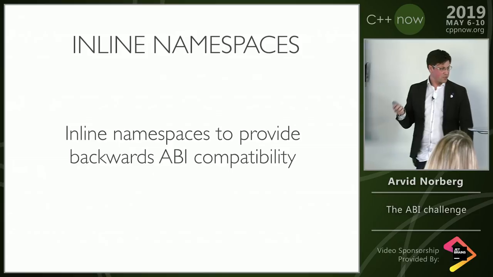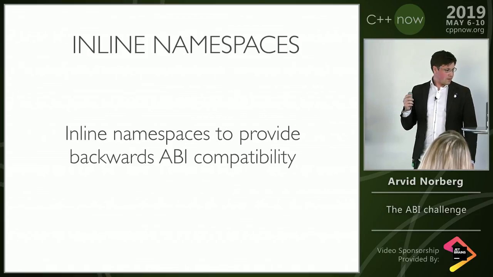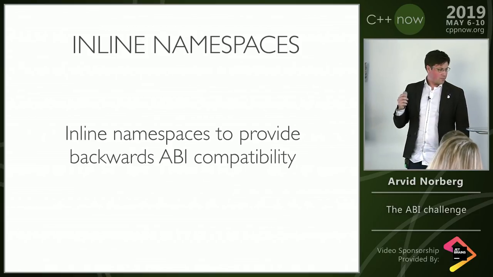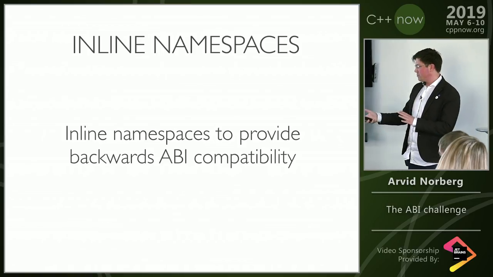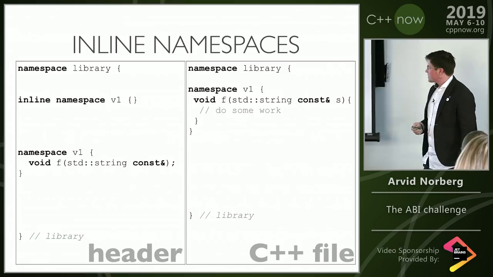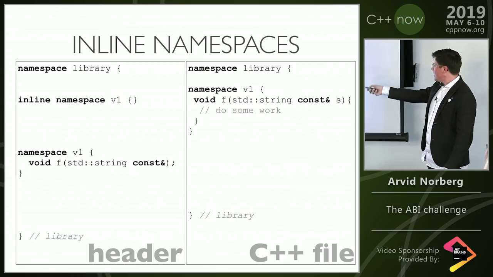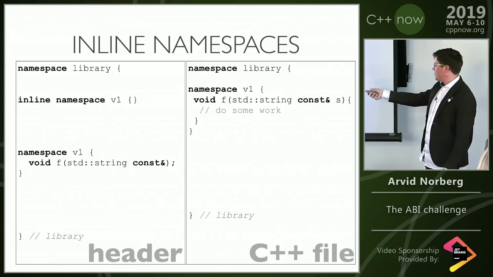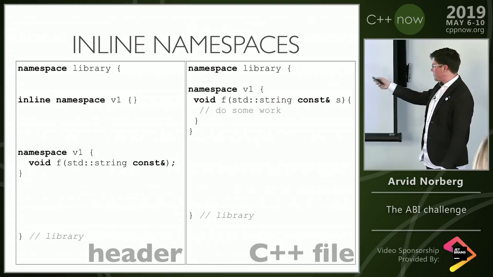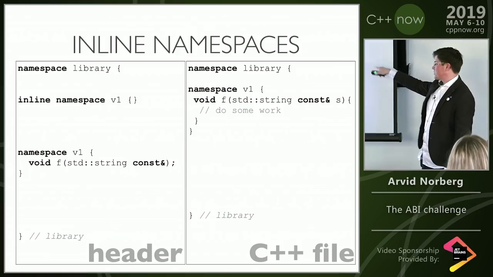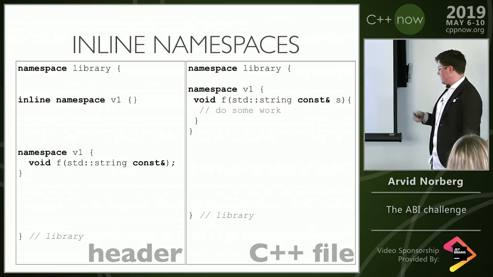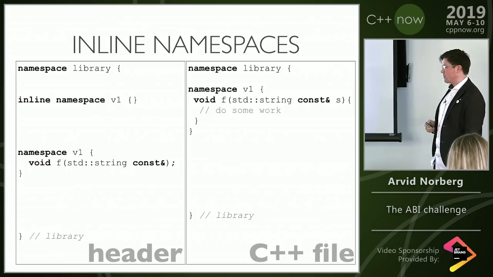So as I mentioned, you can use this to encode versions of your functions in your library to provide backwards compatibility. For example, you have a function f in the inline namespace v1. The implementation of it is also in the namespace v1, and you do some work. You take a std string. Then you upgrade, and you want to pass in a string view instead.